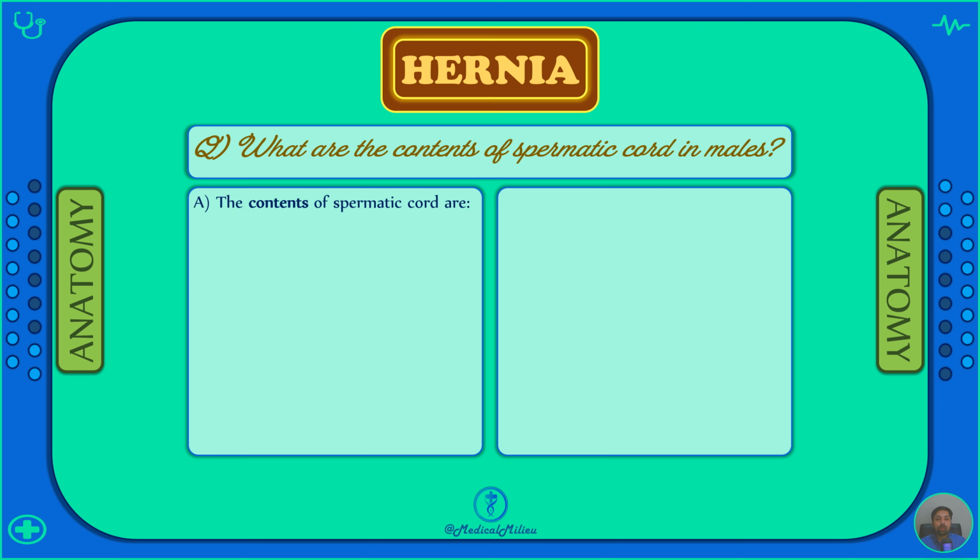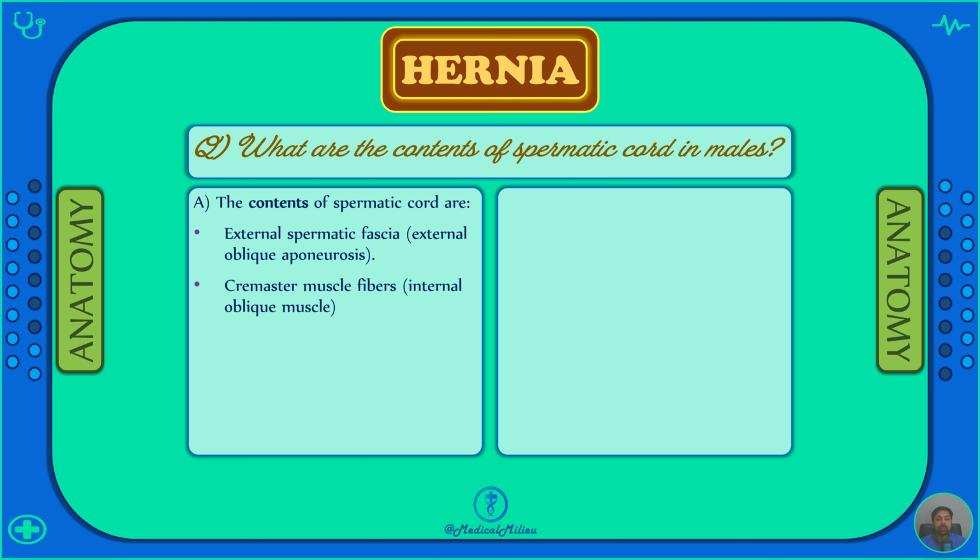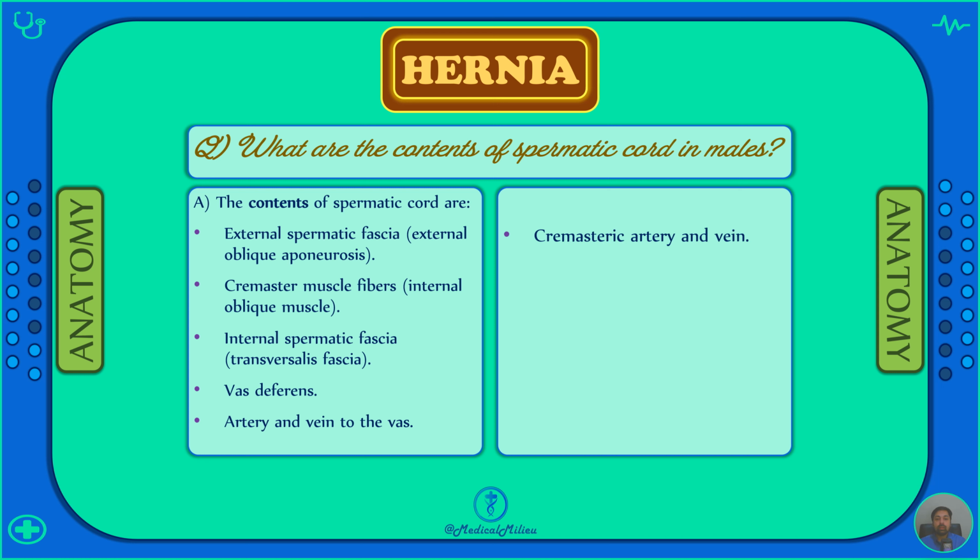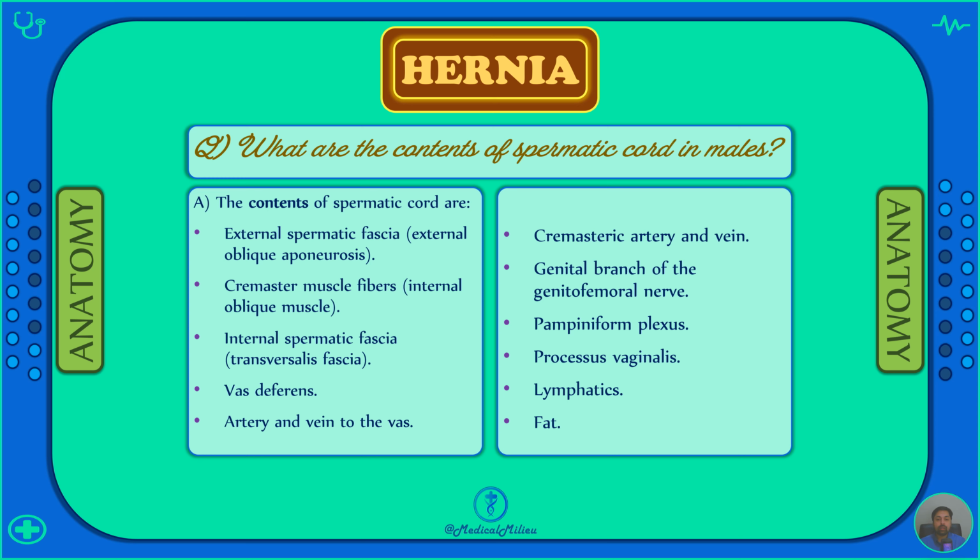The contents of the spermatic cord are: external spermatic fascia, which arises from the external oblique aponeurosis; cremaster muscle fibers, which arise from the internal oblique muscle; internal spermatic fascia, which arises from the transversalis fascia; vas deferens, artery and vein to the vas; cremasteric artery and vein; genital branch of the genitofemoral nerve; pampiniform plexus, processus vaginalis, lymphatics, and fat.